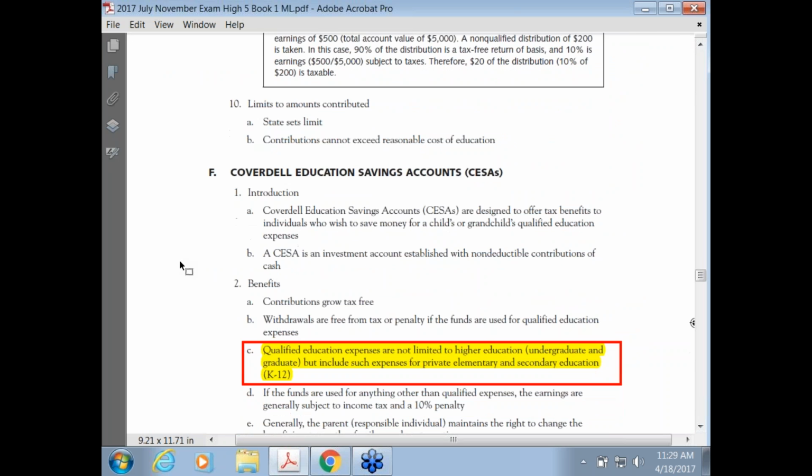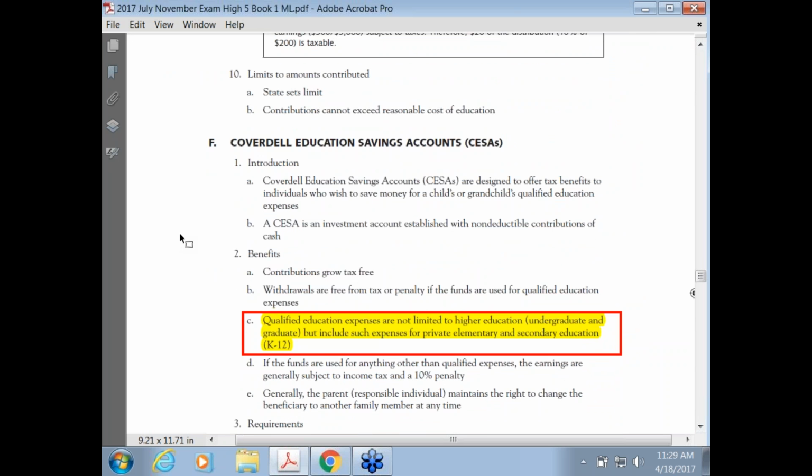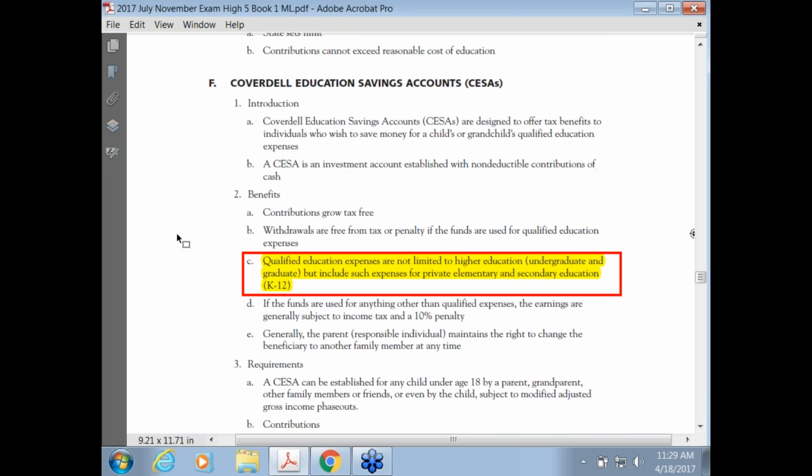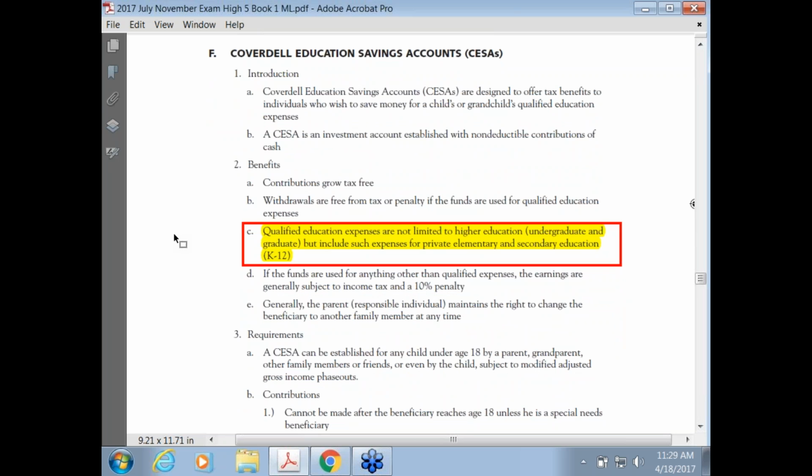Coverdale, there's a lot of information in here about Coverdale for a fairly minor piece. And testing on a Coverdale would not go super deep. One of the things I like, though, is the fact that if you look at 2C here, the red box area, this one can go down to K-12. So the scenario might be just that there's a child going to a private school and they're in the 3rd grade. What tax benefits might be possible? Well, Coverdale is still in play, whereas AOTC certainly would not be, would it?